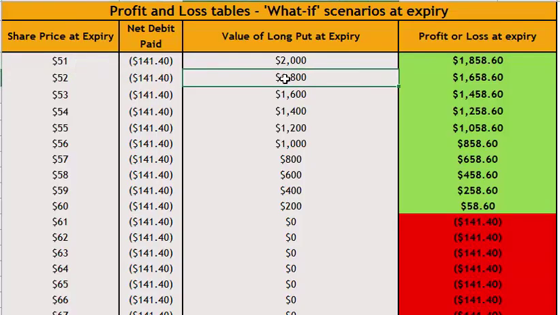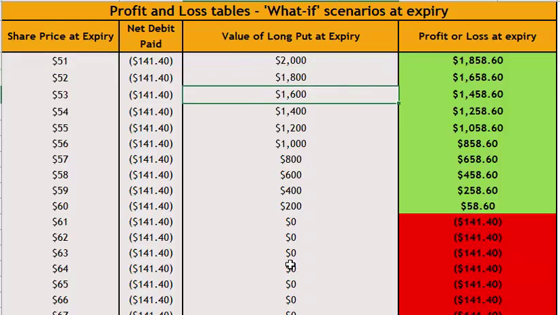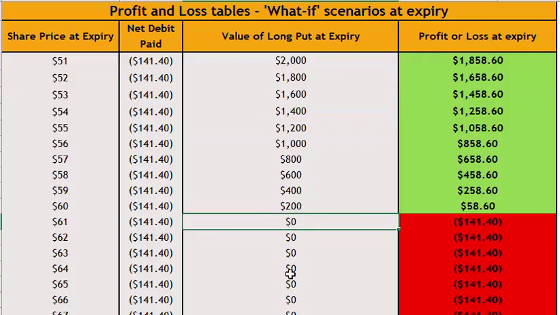At 52, it's $1,800. At 53, it's $1,600, and so on and so forth, right until we get above 61. And at that point, that put option has no value at expiry because it's out of the money. Now, all of this is calculated for you. You're not going to have to do this, but it's nice for you to know where the calculations come from.